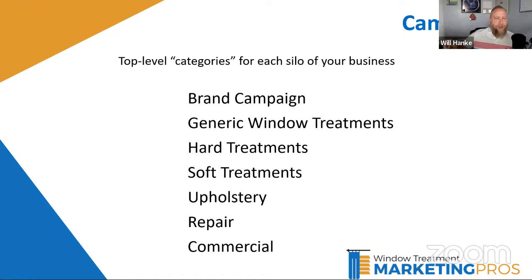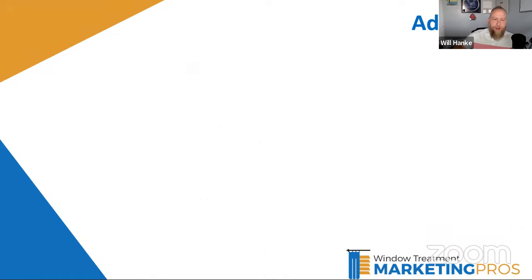And then of course you can start to be a little bit more specific with hard treatments versus soft treatments. Those can be separate campaigns. Upholstery, repair, bedding, any of these other things that you might also do. Some of our clients do solar tinting, right, on windows since they're doing awnings, things like that. Commercial is another good one. Make sure you're showing your ads differently and speaking to that audience differently. A lot of different ways that you can go about that top level category.